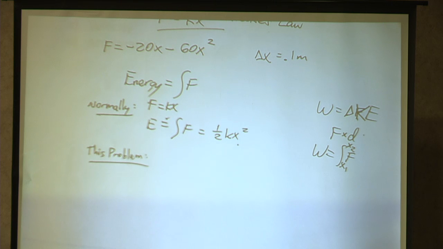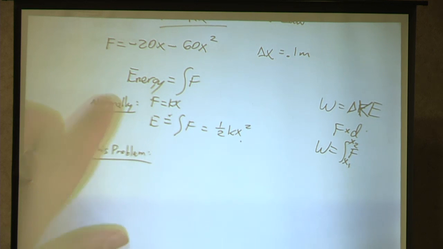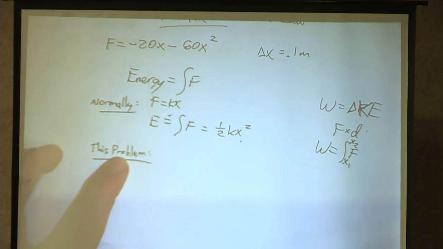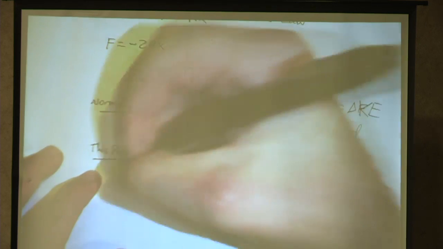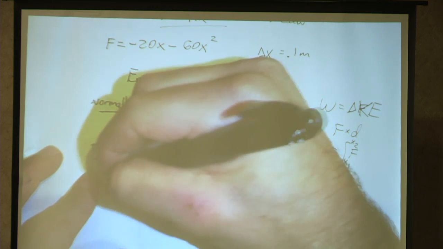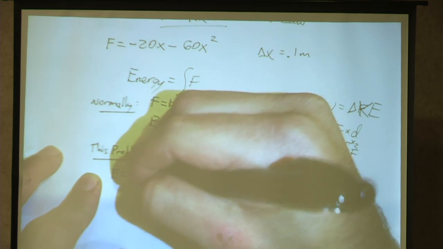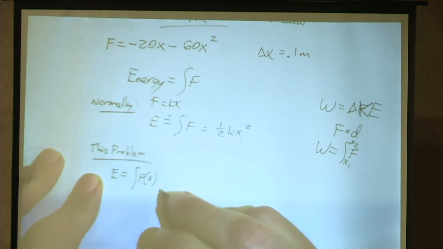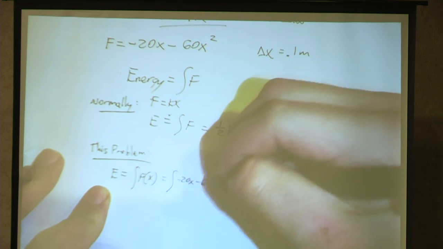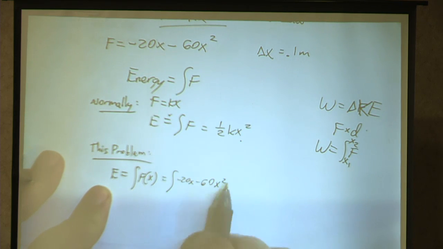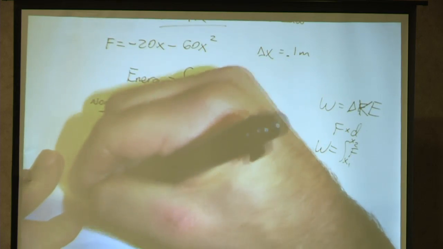Yeah, so in this problem, instead of having the force equals kx, the force is represented by some other equation. That could have been from some computational fluid mechanics, I really have no idea. But they got this equation for the force, and they want to know how much potential energy is in this spring. So we're going to follow basically the same rule. Energy is going to be the integral of f of x, which is the integral of this equation. All right, and that gives E of x.